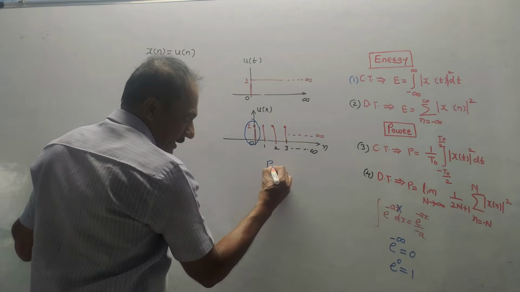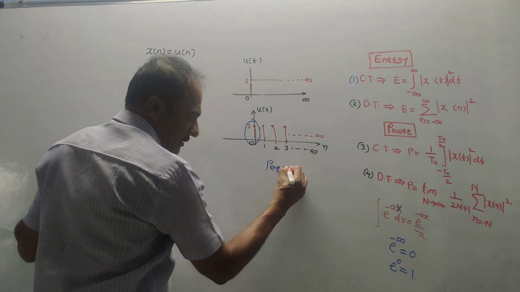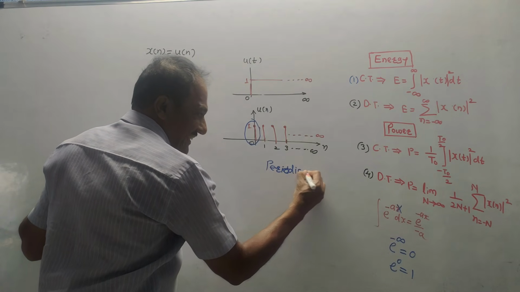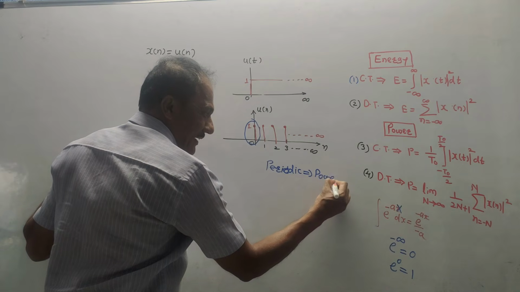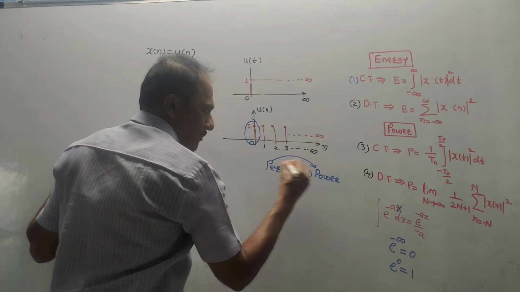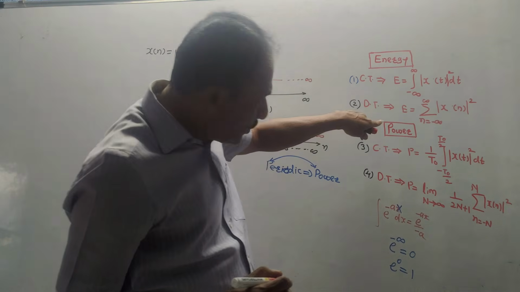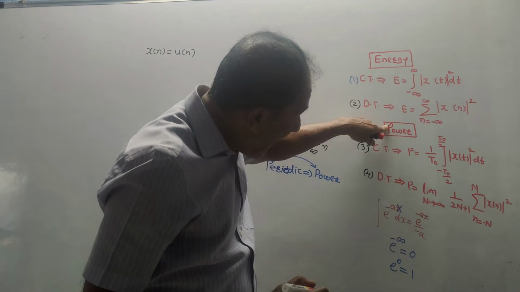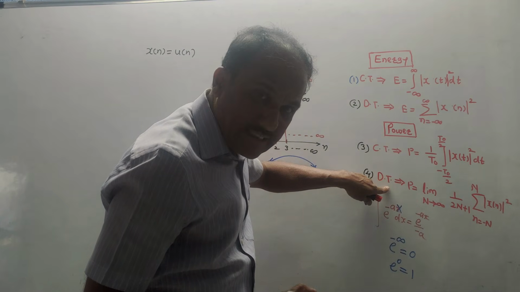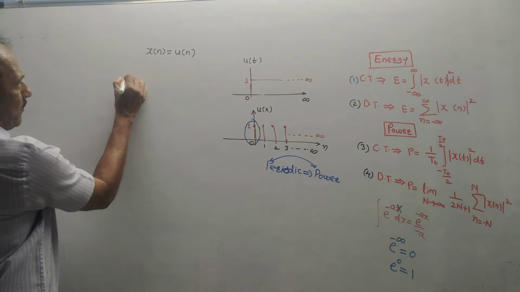What I said, if the signal is periodic, then it is a power signal. Remember it like this: P for periodic, P for power. And it is a discrete signal. So I will have to use the formula to calculate power, the formula related to DT signal. So I will write this formula.